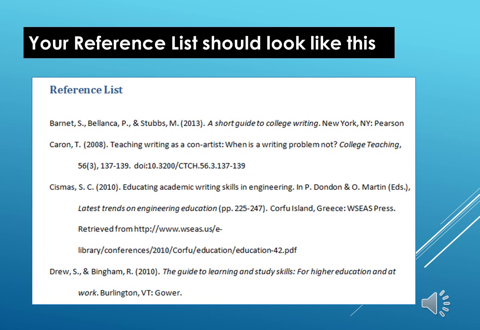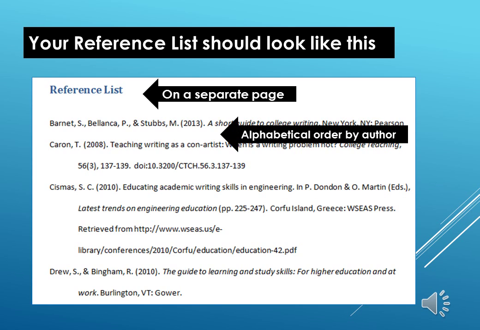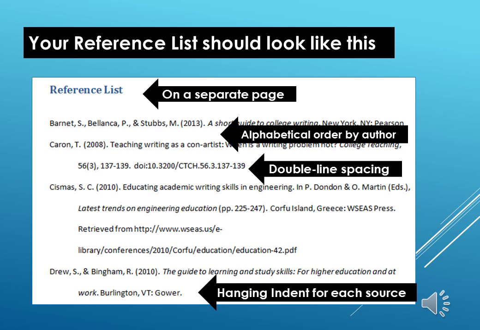Your reference list should appear on a separate page at the end of your assignment, in alphabetical order by author, or by title if there is no author. You should use double line spacing and a hanging indent for each reference list item. And there should be no live links. Microsoft Word will format your reference list in this required style.